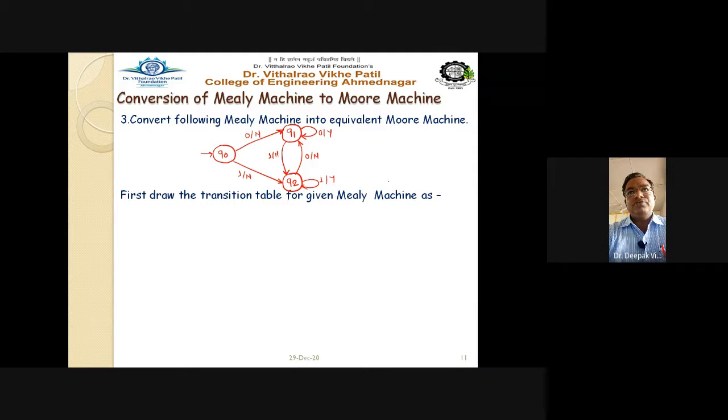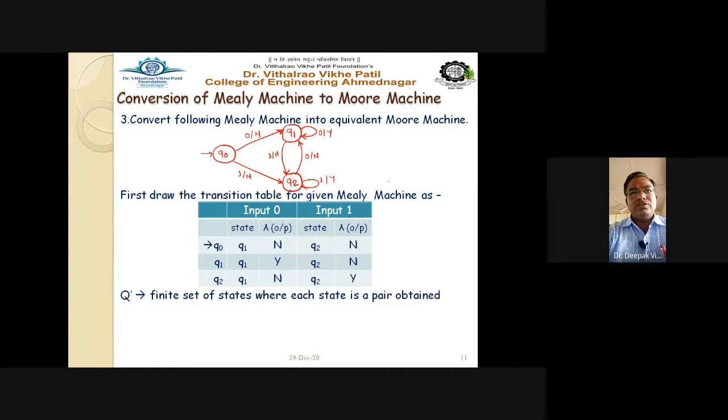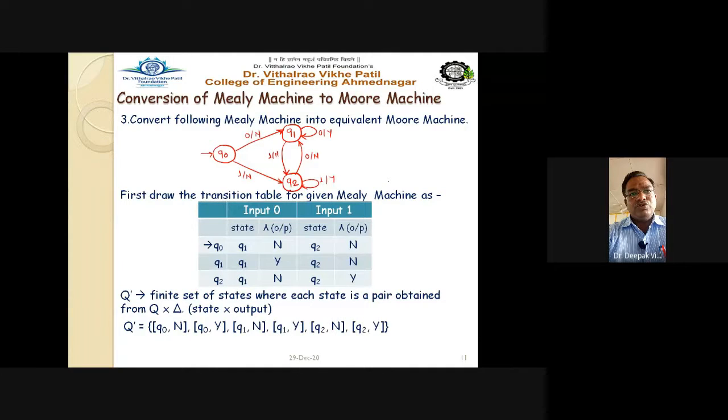So draw the transition table for the given Mealy machine with input 0, input 1, and the output N or Y. How many states are there? There are three states, Q0, Q1, Q2, and outputs are N, Y, N. The state transitions are given here in the transition table. So find Q dash, the finite set of states where each state is a pair obtained from Q into capital delta, that is your state into output, and this is Q dash equal to Q0N.